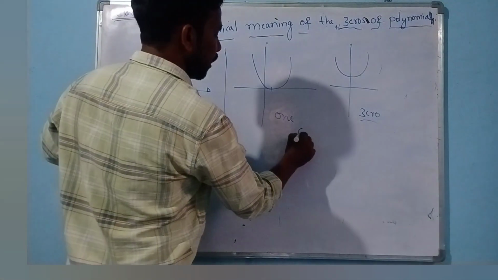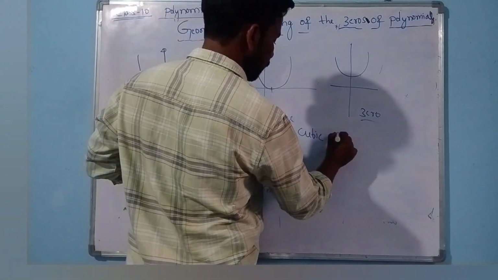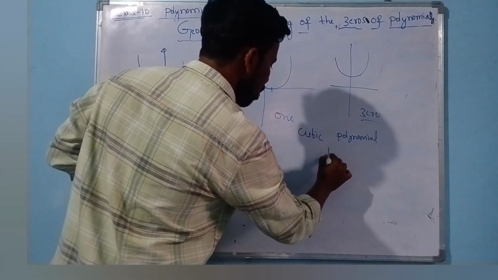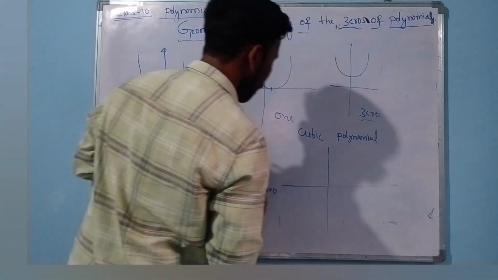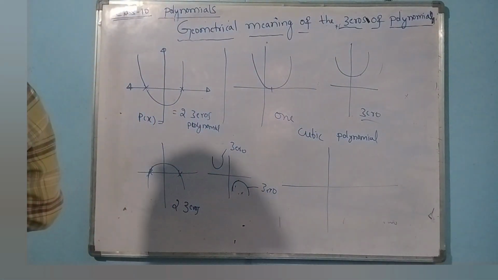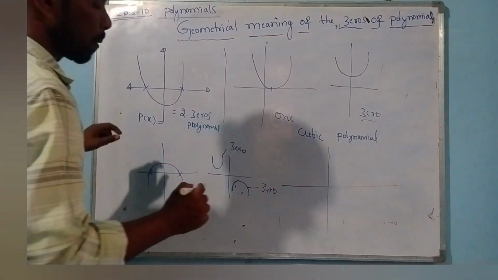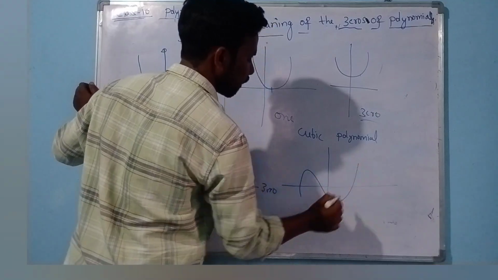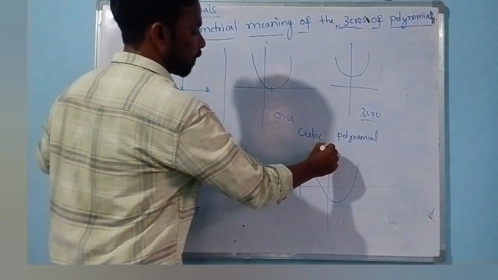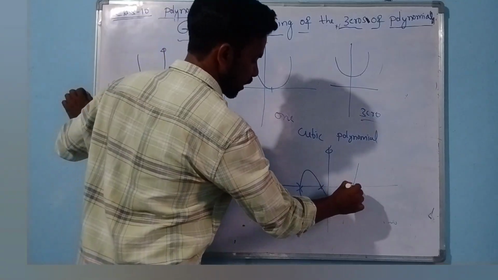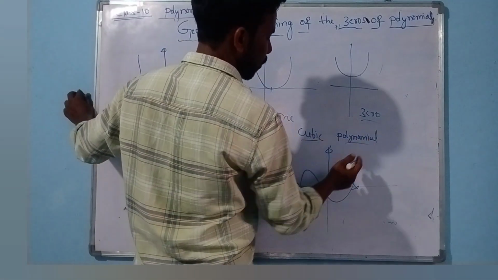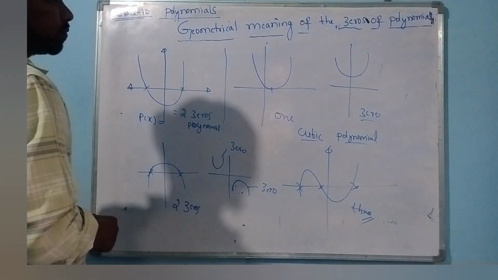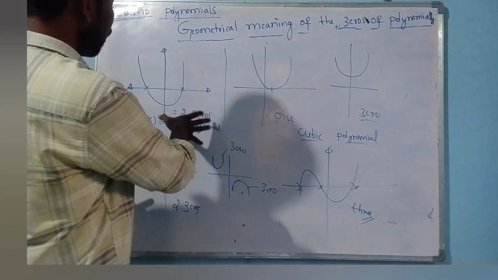So for a cubic polynomial, we can expect a graph like this. Here, how many zeros are there? It cuts here 1, 2, 3. So the maximum number of zeros of a cubic polynomial is what? 3. For quadratic 2, for linear polynomial 1.